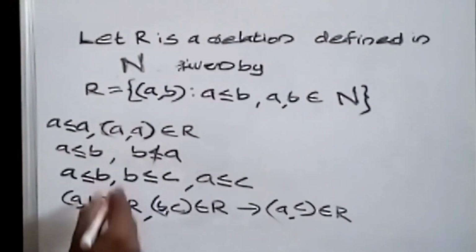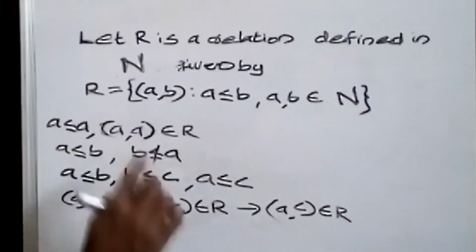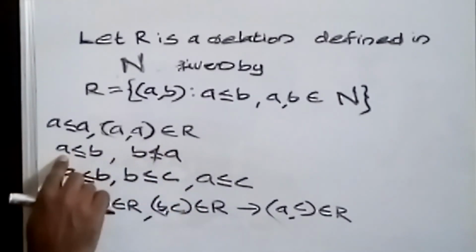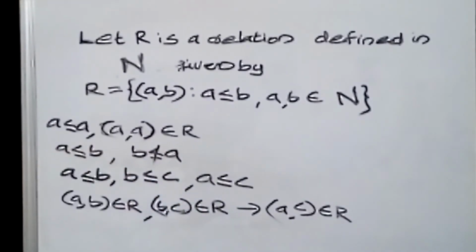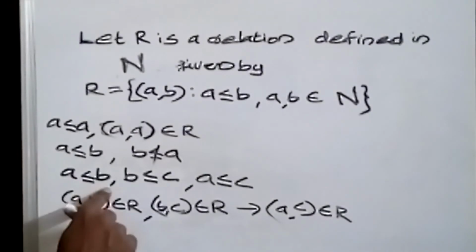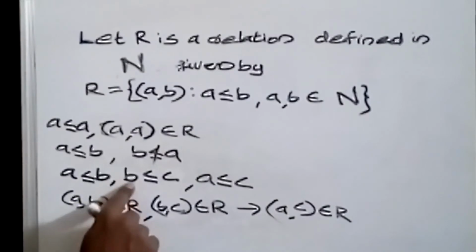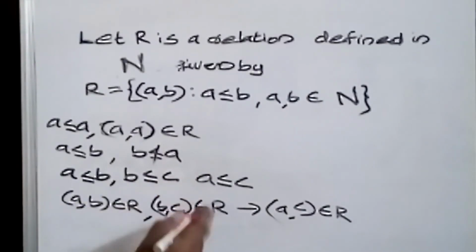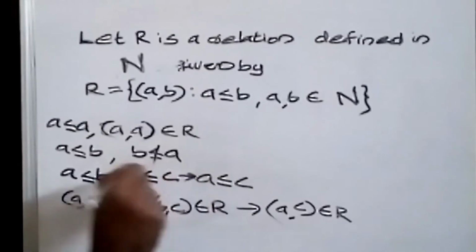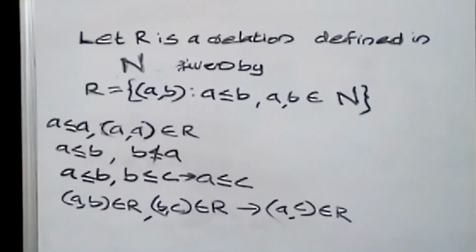A less than or equal to B does not imply B less than or equal to A. Therefore, it is not symmetric. It is transitive because A is less than or equal to B, that is (A, B) belongs to R, and B is less than or equal to C implies A is less than or equal to C. Therefore, it is a transitive relation. Thus, the relation is reflexive, not symmetric, but transitive.